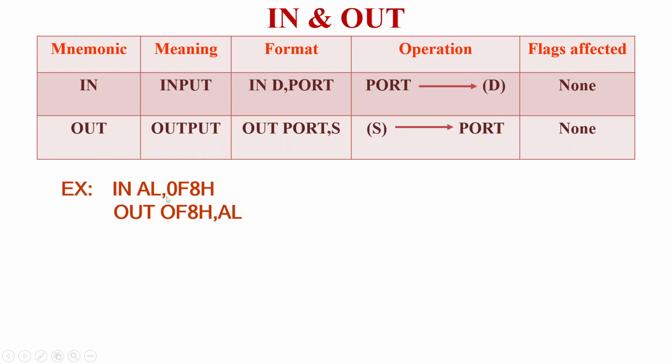Example, IN AL comma 0F8H. The 0F8 is nothing but a port number which we use in a processor. So in AL, 0F8H, when this instruction is executed, the content available in this port number 0F8 is moved to the AL register. When you go for the second example, OUT 0F8H comma AL, when we execute this instruction, the content of your AL register will be moved to this port. The port number has been given as 0F8.